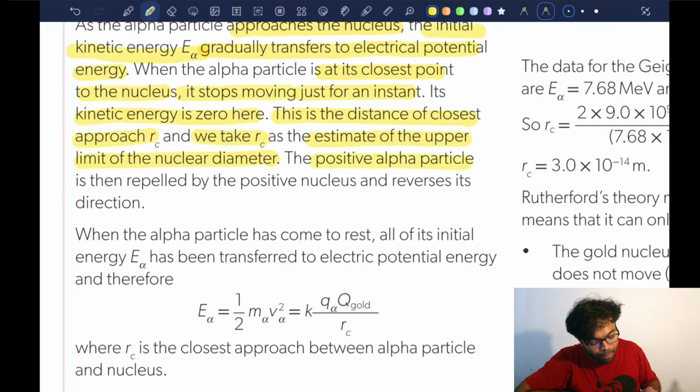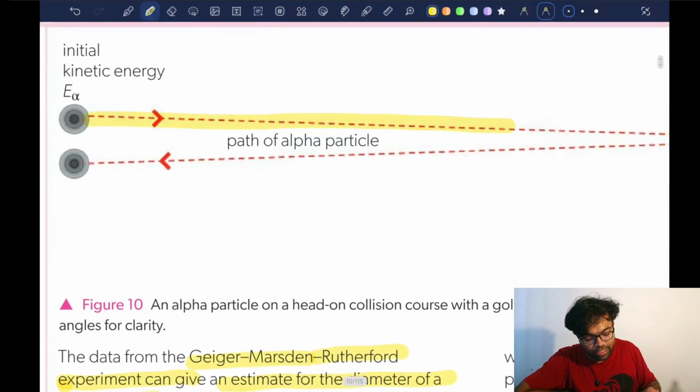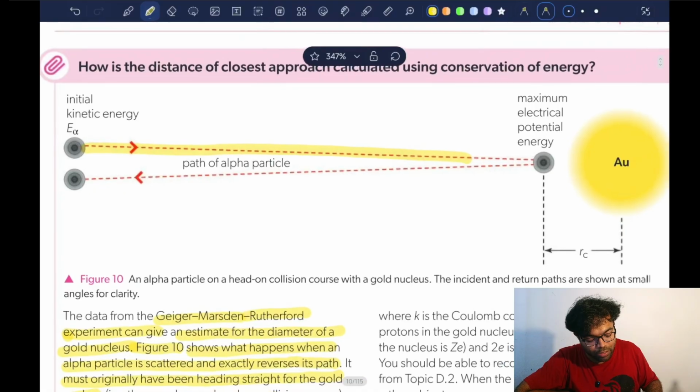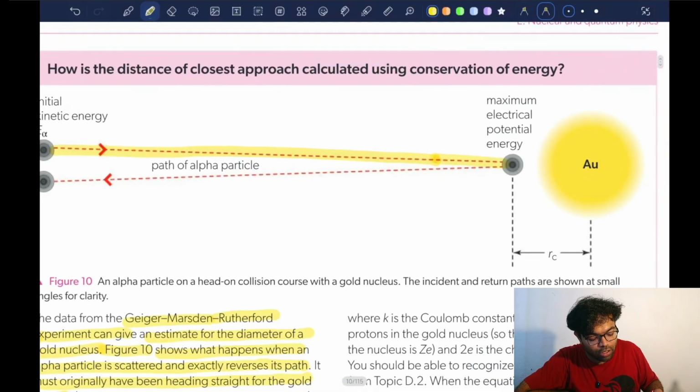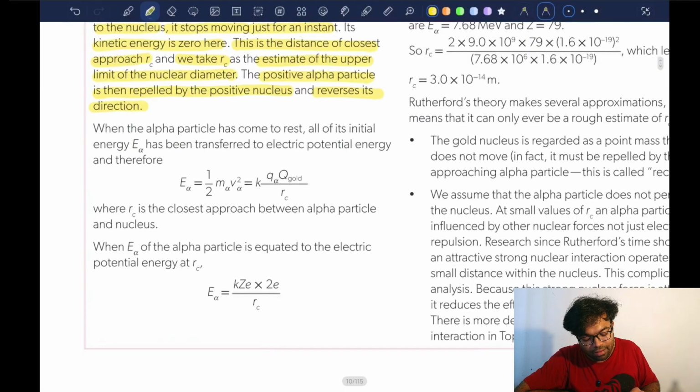The positive alpha particle is then repelled by a positive nucleus, and it is reversed in direction. So that is what is happening here. The alpha particle was initially going here, here, here, then it went closer to the nucleus, it lost all its kinetic energy, it stopped, and now it is coming back. Understood? Okay, next.